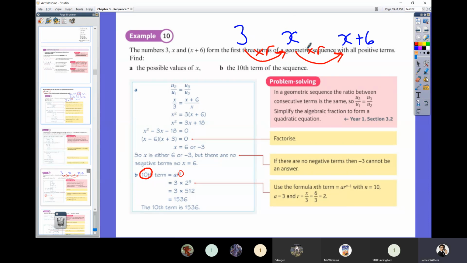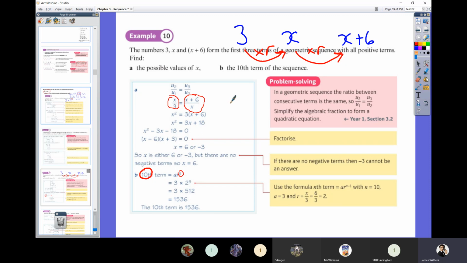Okay? And similarly, x times r is x plus 6. So x plus 6 divided by x equals r. So x divided by 3 equals r, but so does x plus 6 divided by x equals r. So they are equal to each other because they both equal r. So we can say that x over 3 equals x plus 6 over x. And then obviously you've just got to do your algebra to generate a quadratic equation, solve it, and so on.